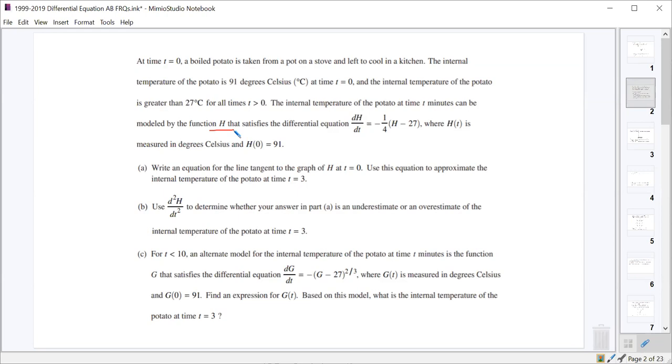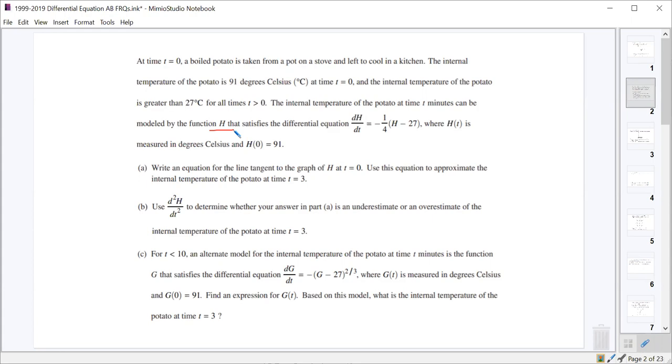Conceptually good? Okay. So if we wanted to know the temperature at any time, we'd have to know what h was. In order to find h, we'd have to solve the differential equation. We're not asked to do that. In fact, we're not actually ever asked to do that with this particular differential equation. That's fine. We will deal with that. First thing we are asked is very similar to the other differential equation FRQ, which is to write an equation of the tangent line, which should be pretty straightforward.